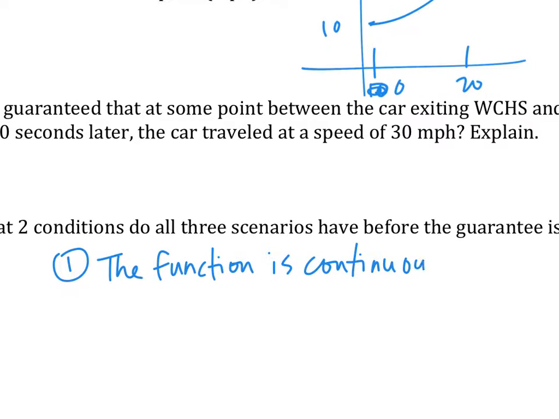Okay, the function is continuous. That is the first requirement. You've got to have that. And then, what is the second requirement so that there's a guarantee? Yes. It has to be between two existing numbers.